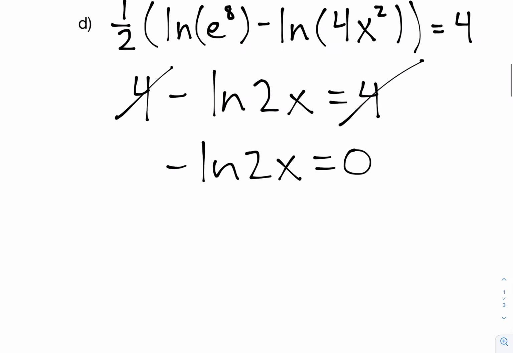Also, we can get rid of that negative by dividing by -1. Since the other side's 0, it doesn't really change anything. So the natural log of 2x equals 0.